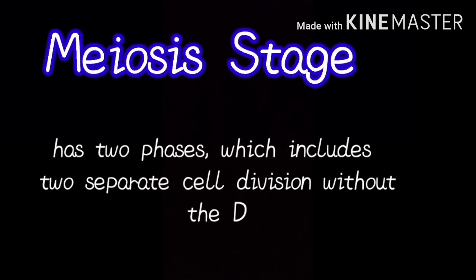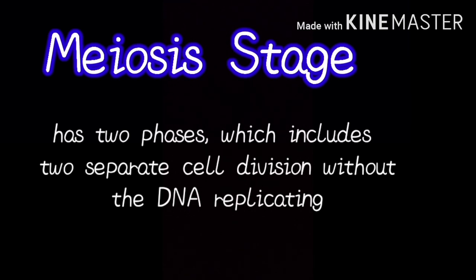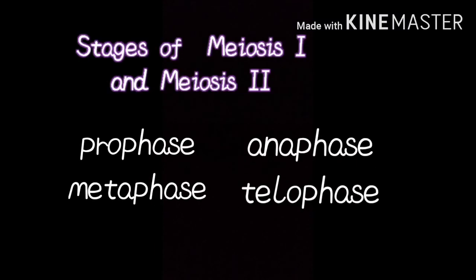Meiosis stage. The stages of meiosis are similar to mitosis, but the chromosomes act differently. Meiosis has two phases, which include two separate cell divisions without the DNA replicating between them. Meiosis 1 and meiosis 2 have the same four stages as mitosis: prophase, metaphase, anaphase, and telophase.